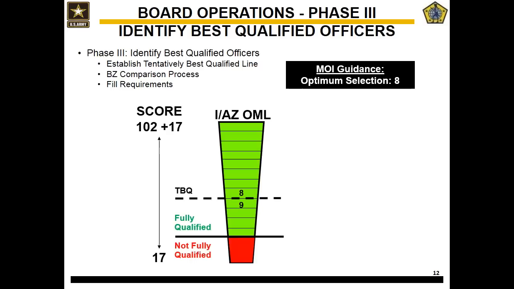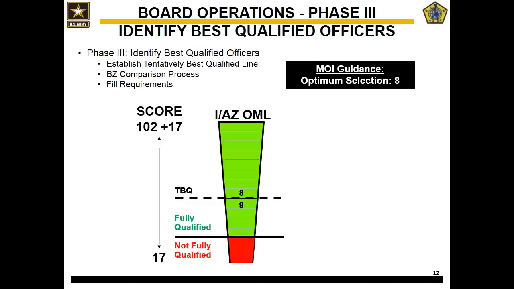Remember the definition of phase 3 that I highlighted earlier. Officers selected from BZ replace those who would otherwise be promoted from in and above the promotion zone. Therefore, they must be clearly superior to those who would otherwise be promoted. In order to determine if BZ officers are clearly superior, the board must execute a BZ comparison process.